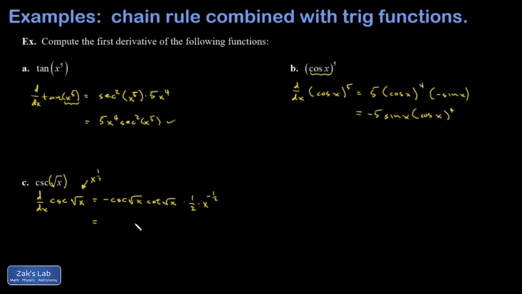And then cleaning things up, I move the 2 to the denominator. And then the x to the negative 1/2, that becomes x to the 1/2 in the denominator, but a nicer way to say that is root x in the denominator. And we're done with that one.